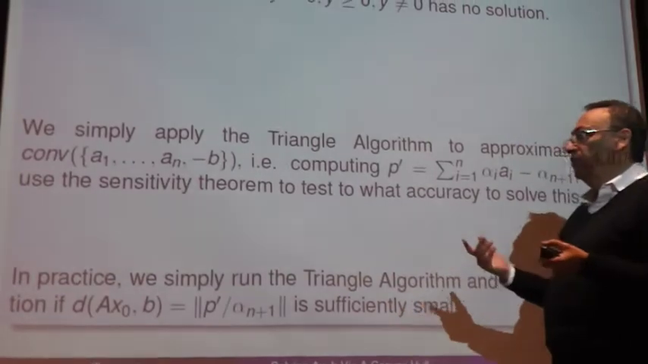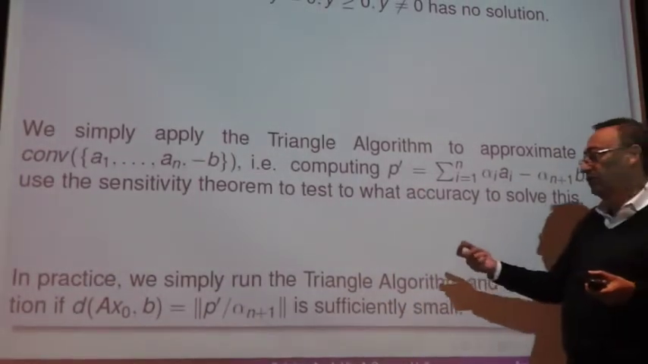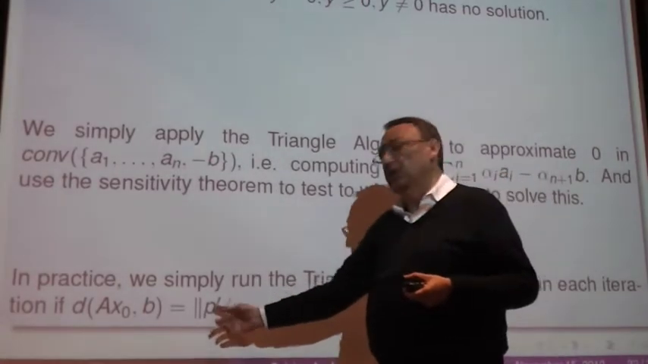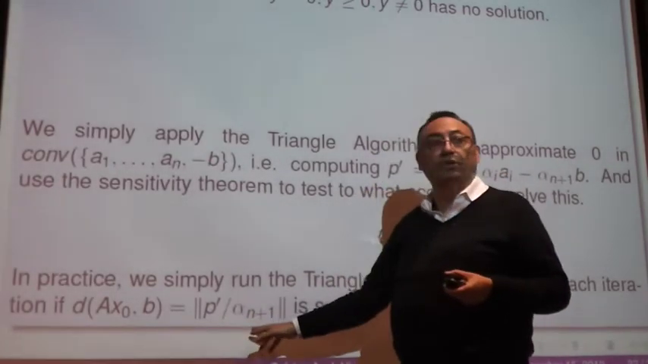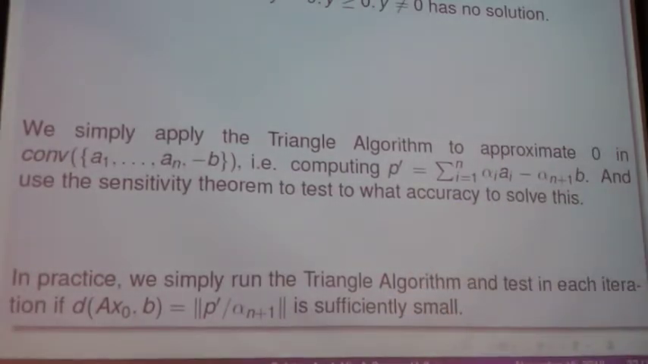In practice, we don't even need to use this sensitivity theorem. We simply run the algorithm, and in each iteration, as I get p prime, I divide it by the corresponding alpha n plus 1 to see how close it is to 0.